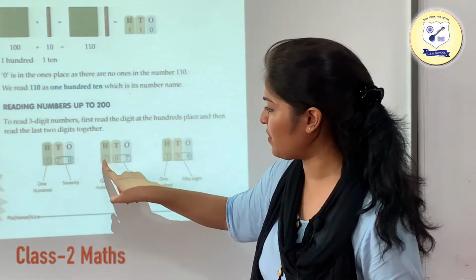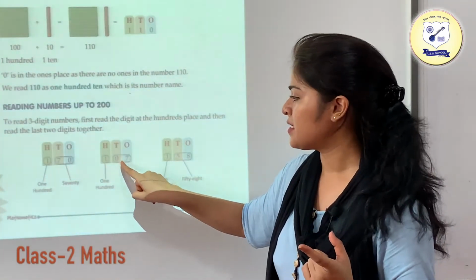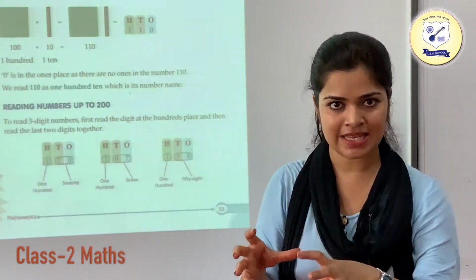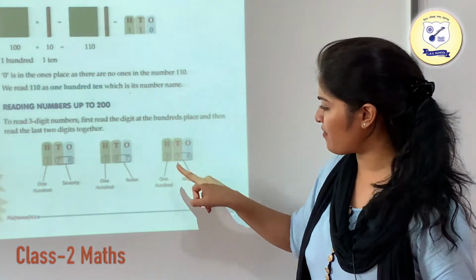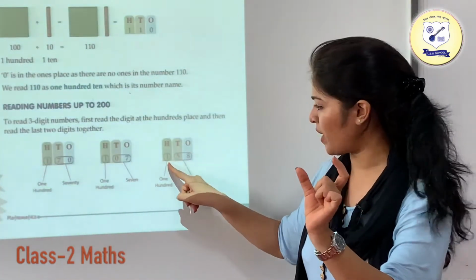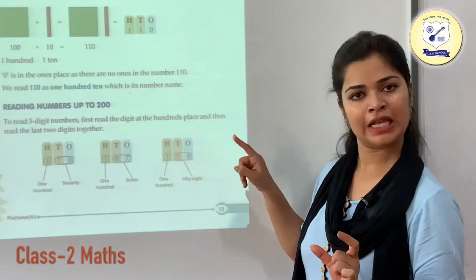Now here we have 107. So what you are going to say is 100, and since we have 07, we are just going to read it as 7. So this is going to be 107. And here we have 158. So just spell the first digit, that is your 1, which belongs to 100 place. So this is going to be 158.